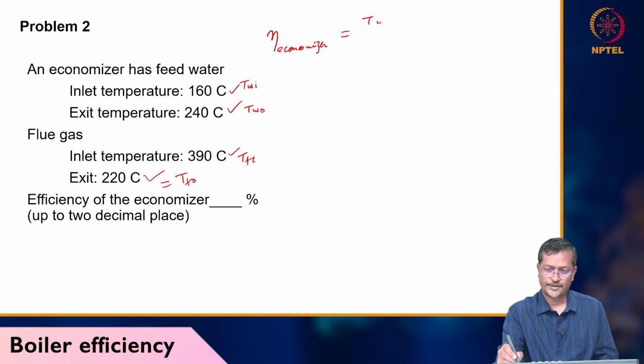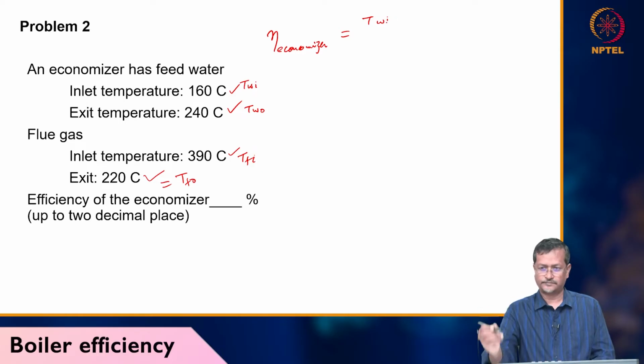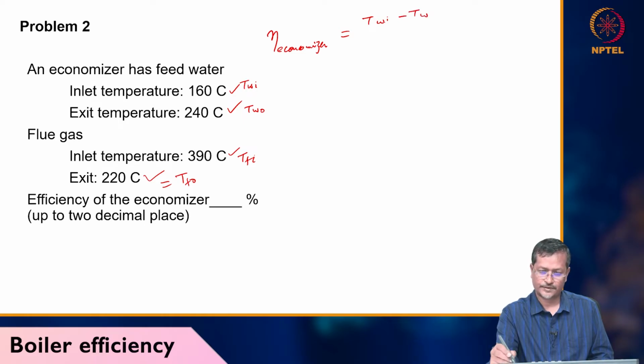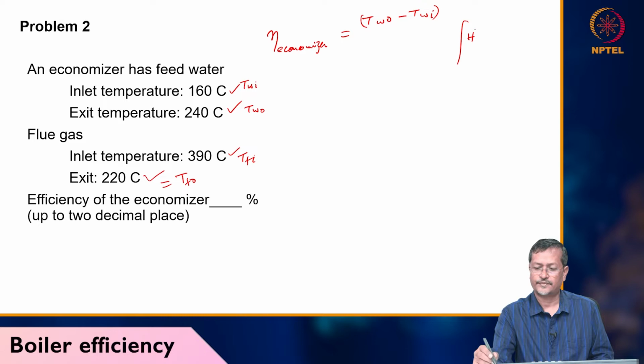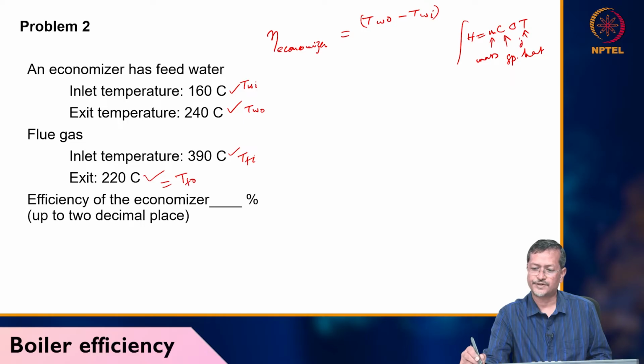Now, how much energy is the water taking? TWO minus TWI, times MC, heat gained. So heat equals m c delta T: mass times specific heat times delta T, the temperature difference or temperature rise.